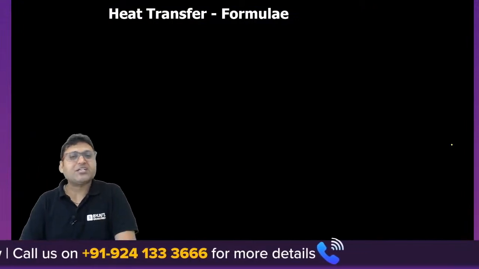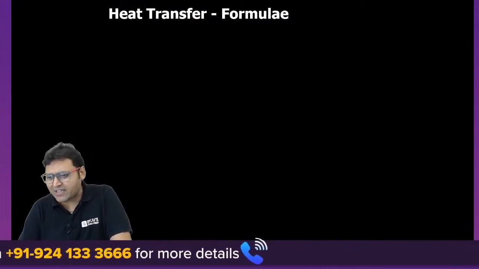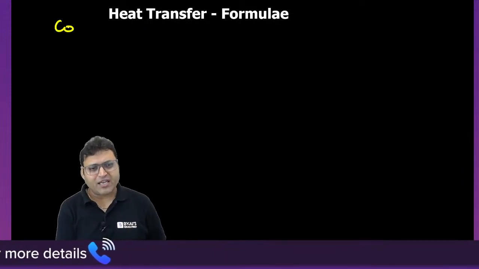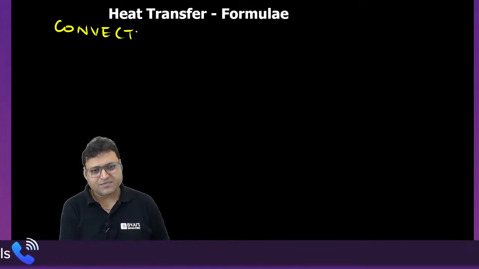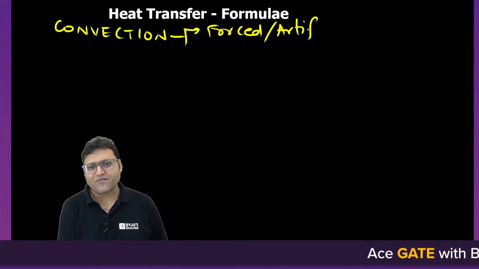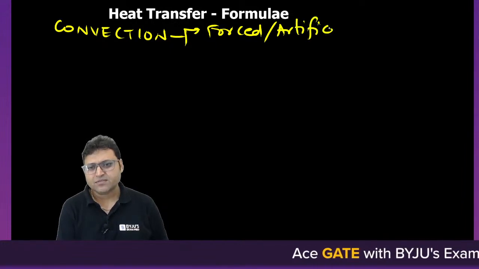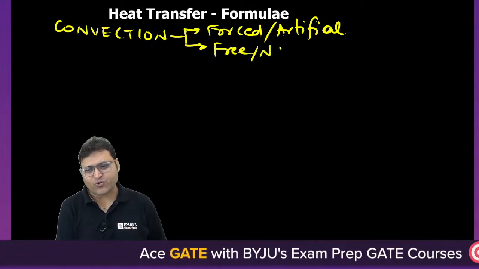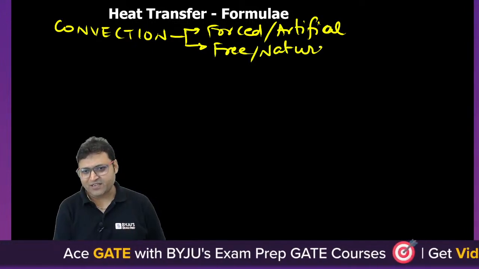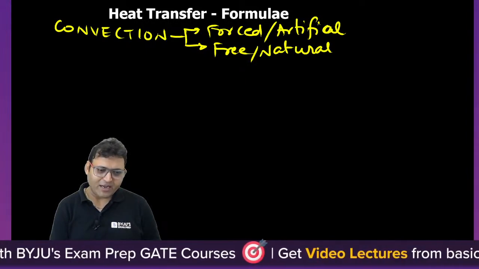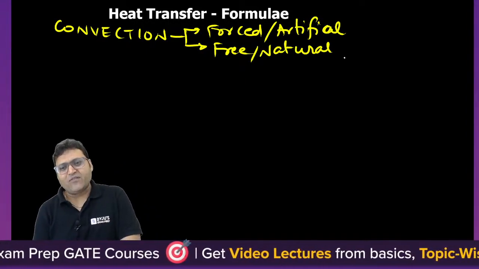Now the convection can be of two types. What are the two types of convection? Can you let me know? Convection is of two types. One is called forced convection, or we can call it artificial convection. The other is called free or natural convection. Forced and free. Yes, forced convection and free convection, or artificial convection and natural convection.